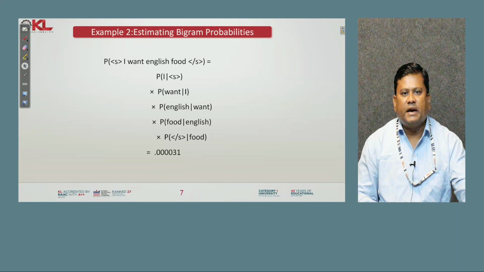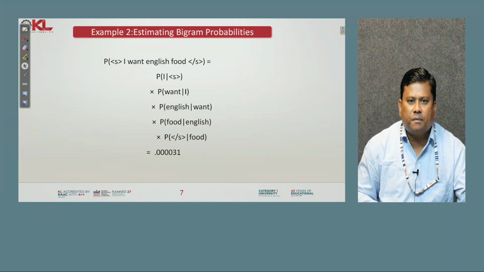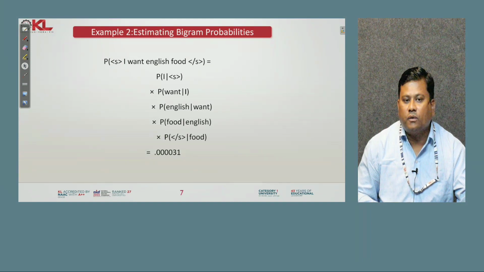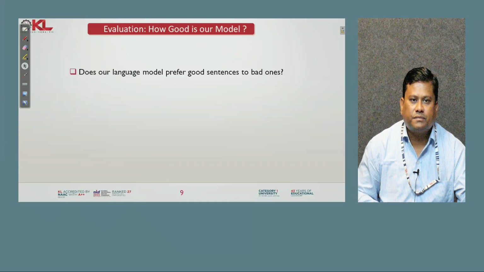Now an example of estimating bigram probabilities. So P, the probability of the sentence I want English food, is the probability of I as the subject, times the probability of want given I, then the probability of English given want, then the probability of food given English. So the probability will be 0.000031 for I want English food.